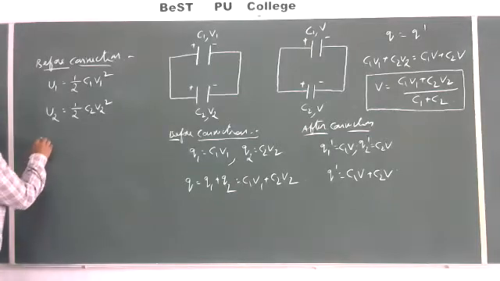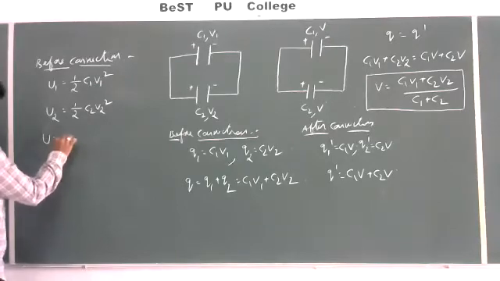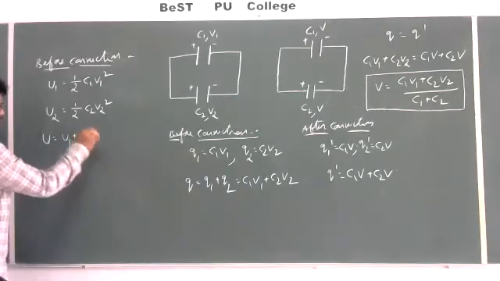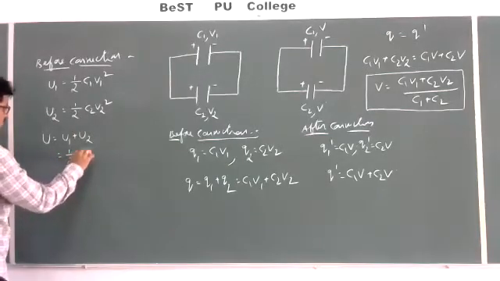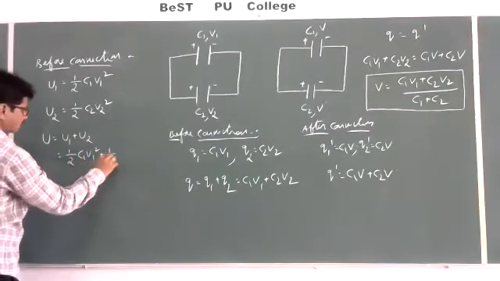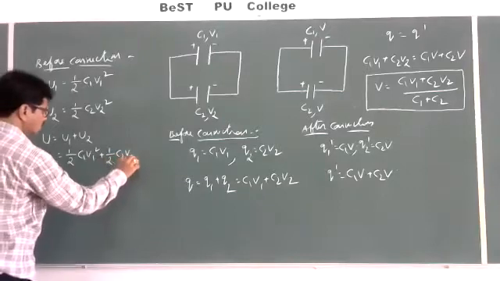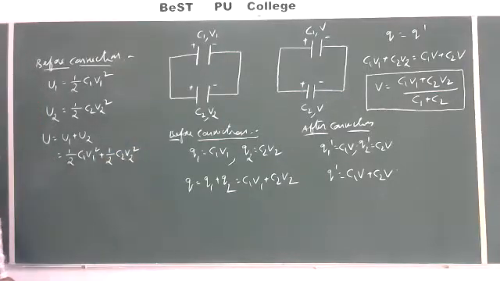Then what is the total energy before connection? It is equal to U1 plus U2, which is equal to half C1 V1 square plus half C2 V2 square. So this is the total energy before connection.